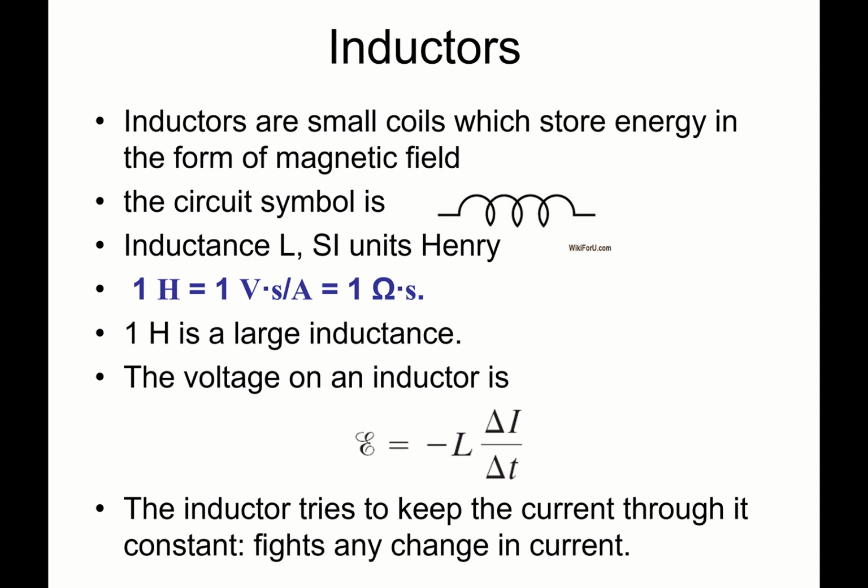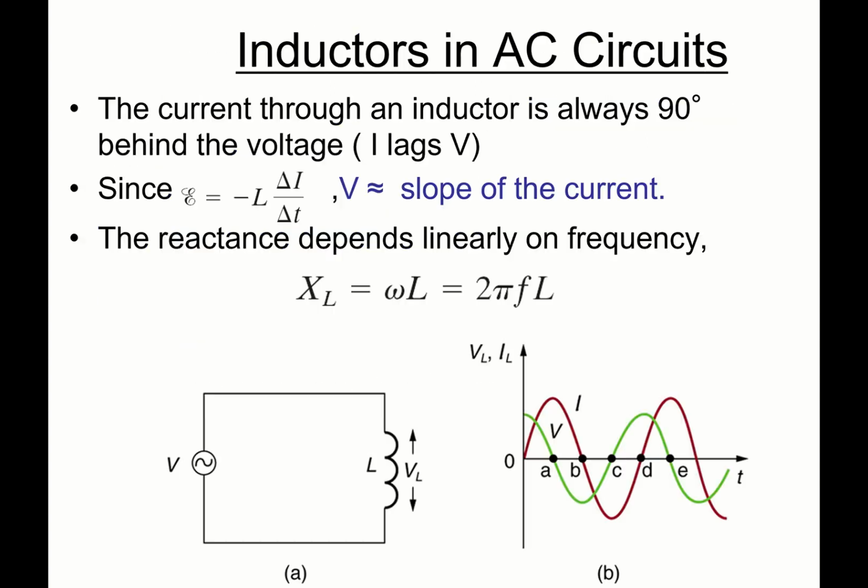So what we said on the previous slide was that the voltage on an inductor is proportional to the slope of the current, and it's minus the slope of the current. So if I increase the slope, I get a backwards voltage. So the inductor tries to keep the current through it constant. It fights any change in current.